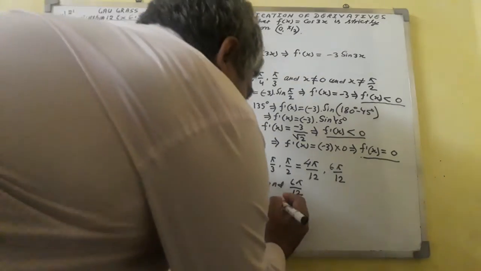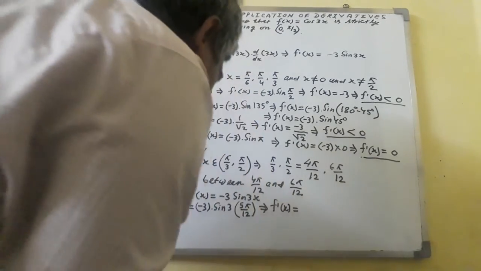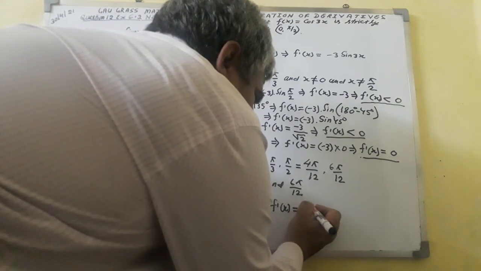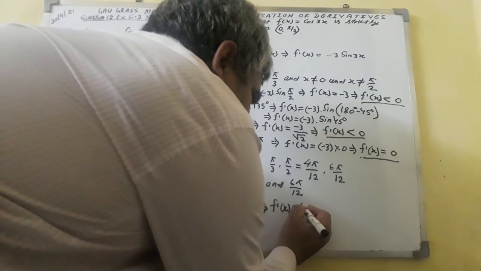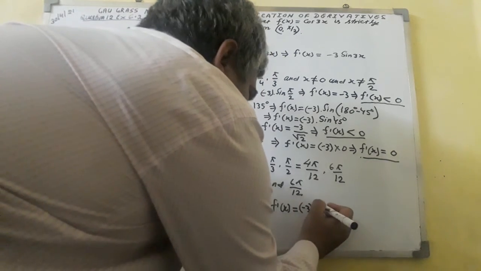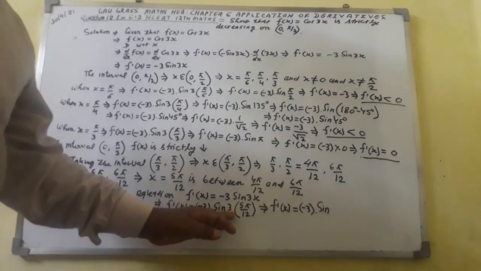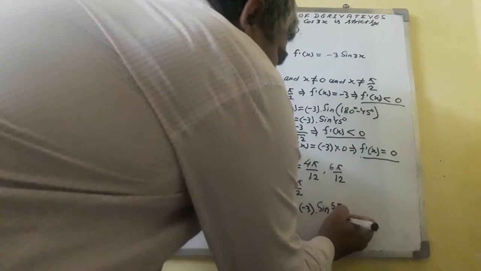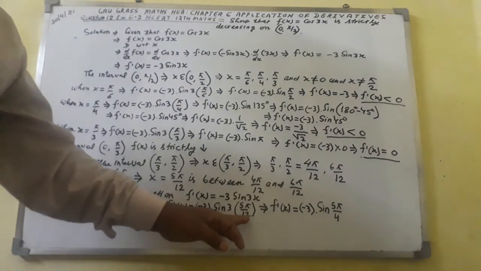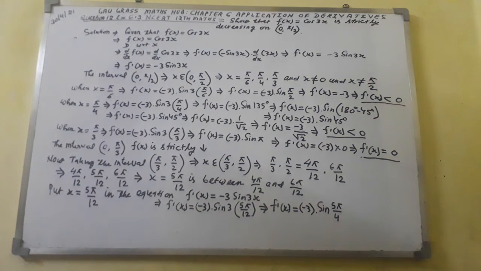We shall get here f dash x equal to minus 3. I shall write sine again, and here 3 to the 12. So here I shall write 5 pi over 4. 3 to the 12, 4 will come in denominator, 5 pi. Now calculate this value.